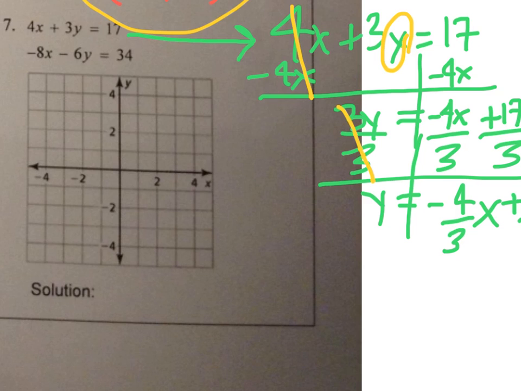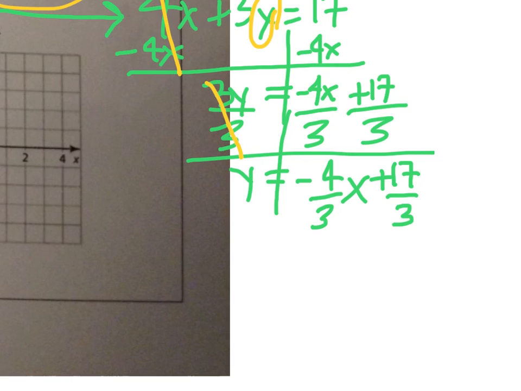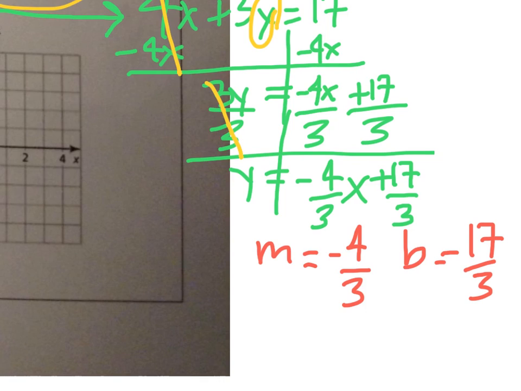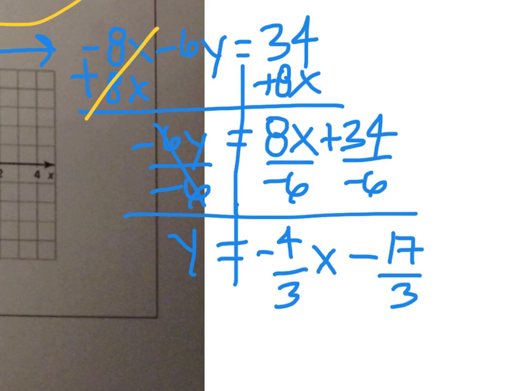Here is the first equation solved for y. You should have gotten that y is equal to negative 4/3 x plus 17/3. It's okay that you have fractions. Okay, so our m here is negative 4/3 and the b is 17/3. Alright, so now make sure that you got the second equation solved correctly. Here is the second equation solved for y, and you should have gotten that y is equal to negative 4/3 x minus 17/3.